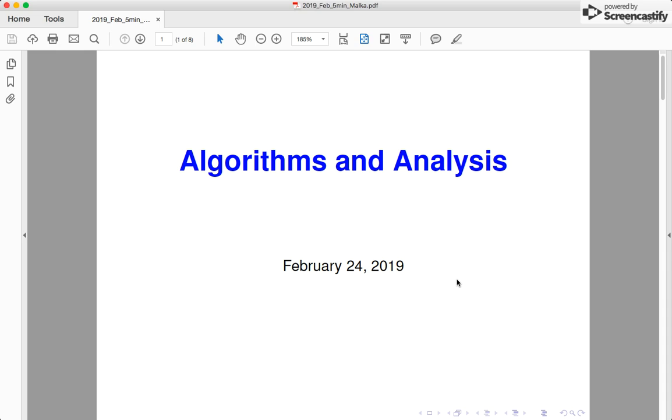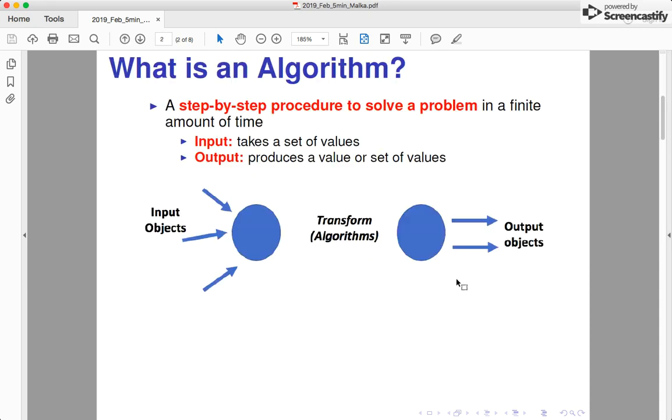Hi, good morning everyone. Today is our first lecture of algorithm analysis subject. Please try to understand everything I teach. If you have any question, you can stop me at any time and ask. I will also be asking you questions.